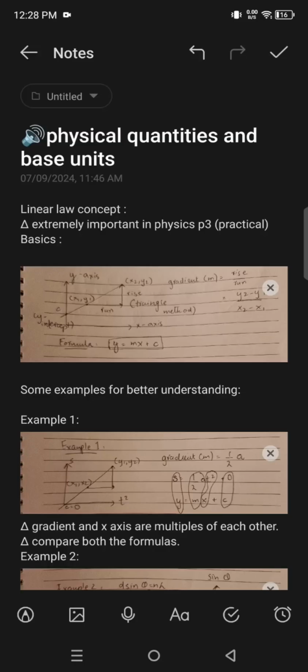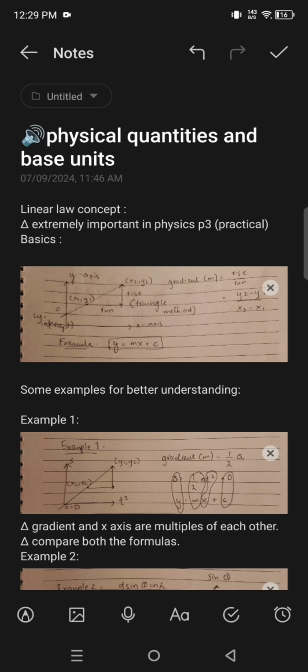We are continuing the first chapter, physical quantities and base units, and the new topic is linear law concept. It is extremely important in your physics P3 practical. The basics are that you have a graph given to you as a sample graph. You have the y-axis and x-axis labeled. You have the c, which is your y-intercept. Basically, this is the specific point where your slope intercepts with the y-axis.